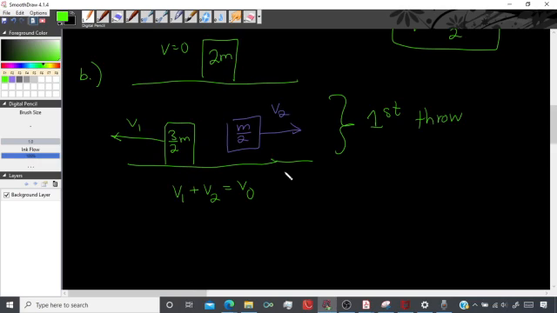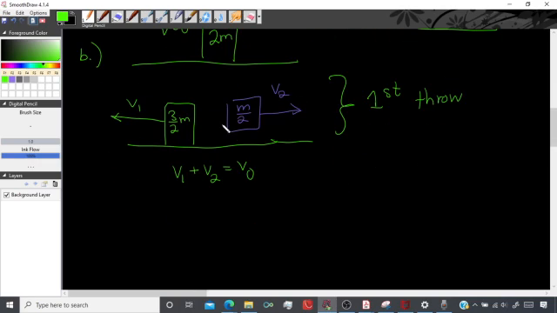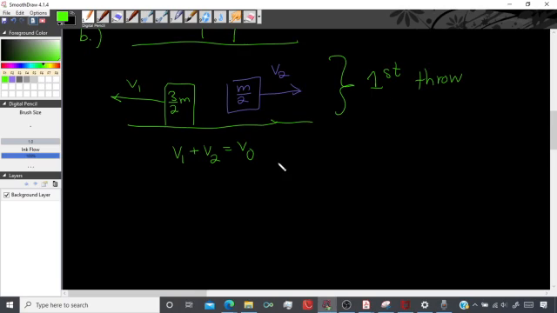And then, so once again, the initial momentum is 0. So the momentum here has to also be 0. So these momentums in each of these directions has to cancel out. So we have 3 halves m times v sub 1 is equal to 1 half m times v sub 2.